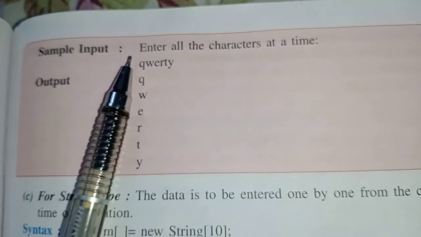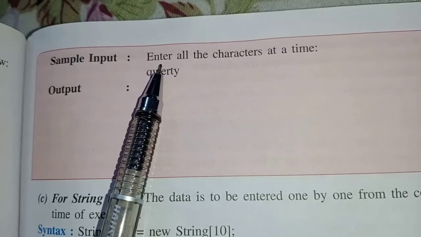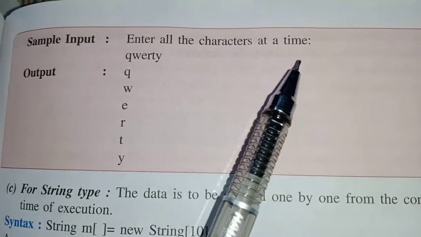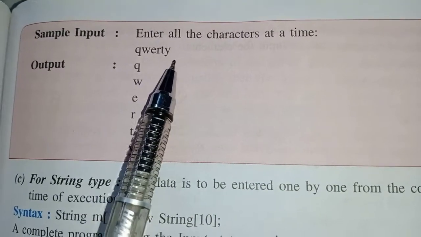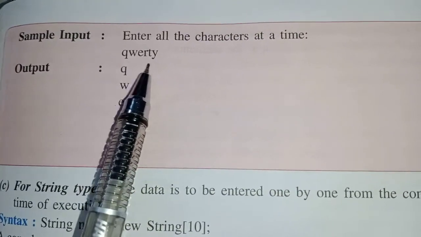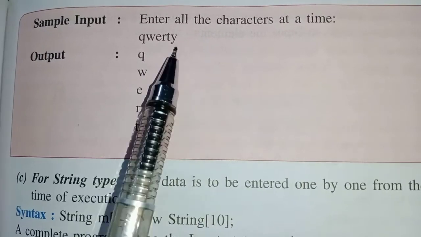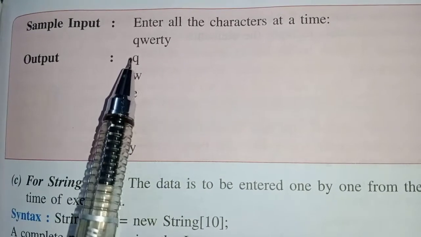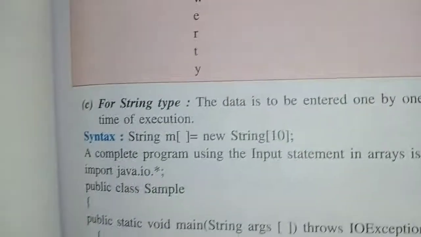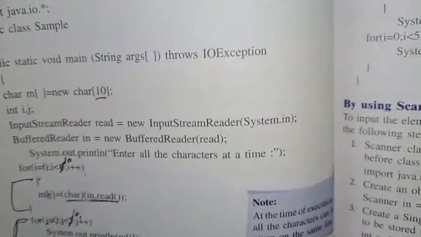You can see here on the terminal window, one message will display: enter all the characters at a time. So you will type all the characters one by one in the same line. Then when you press enter, you will get its output according to the second for loop.